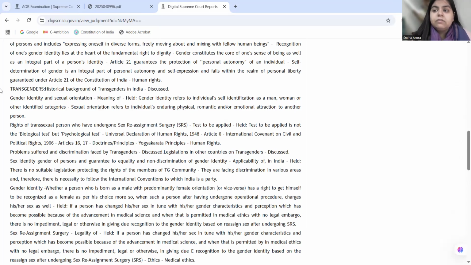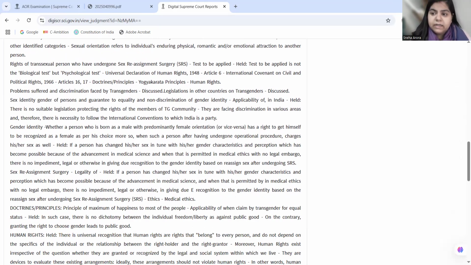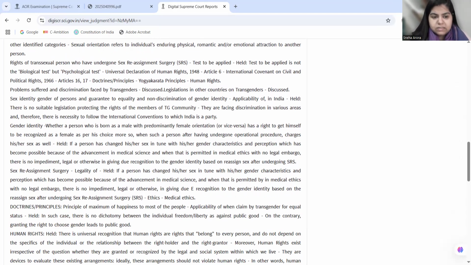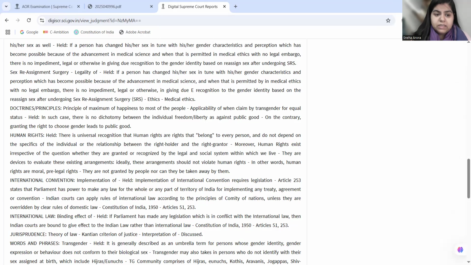So these were the atrocities being committed on the transgender community. They were facing discrimination in various areas. Now these areas could be the employment areas or the health area and education area. So in this case, Supreme Court here is directing center to first recognize transgenders as third gender, and that is what was held.